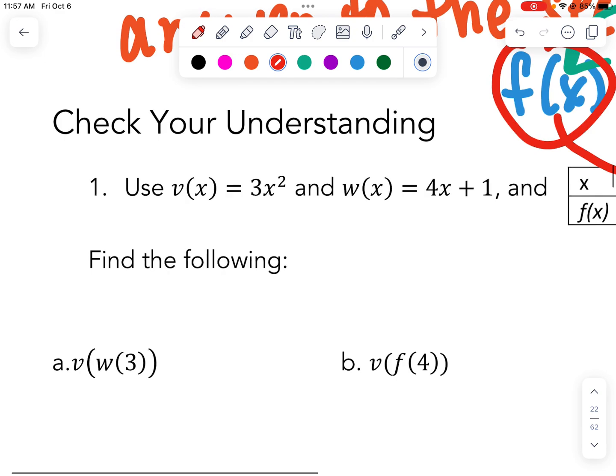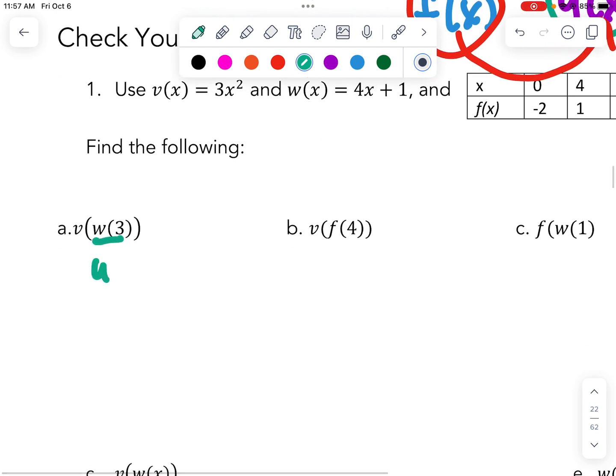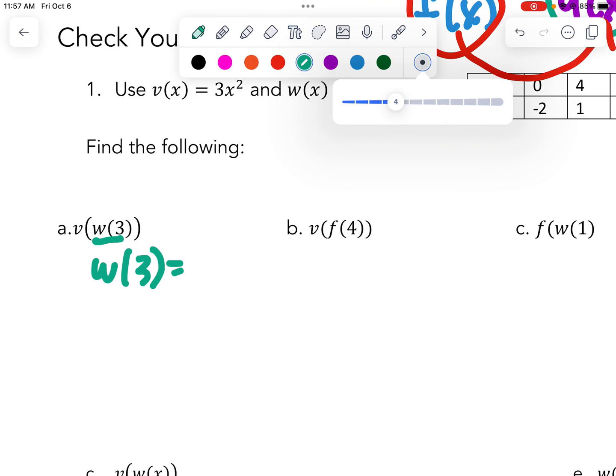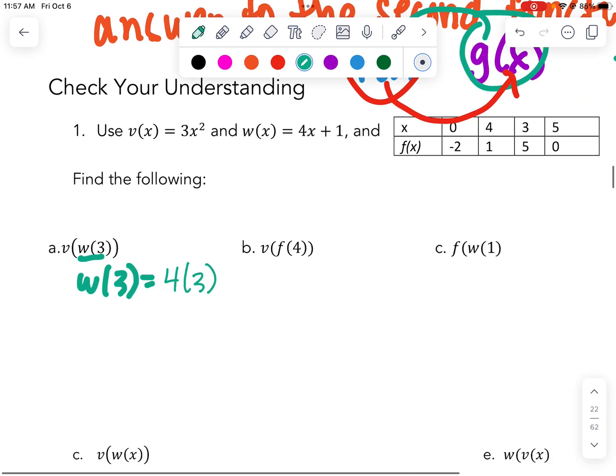All right, so you start with the inside function, w of 3, which is this one. So the first step is we'll do w of 3 equals, and we're going to plug in. Everywhere we see the x, we'll plug in. So 4 times, instead of x, 3, plus 1. So w of 3 equals 12 plus 1, or 13.